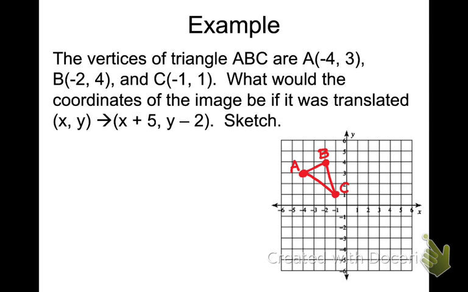So what would the coordinates of the image be if it was translated using the following rule? Our original ordered pair is being translated by x being added 5, y being subtracted 2. So that +5 to the x means that we're going to be moving to the right 5. And that -2 to the y means we're going to be going down 2.